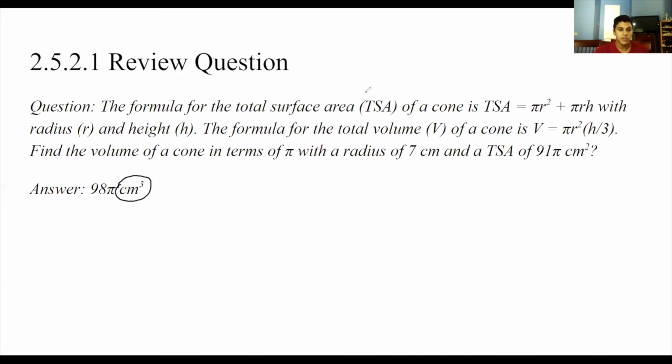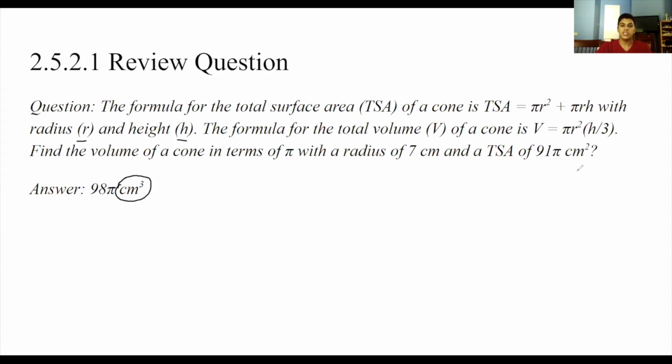So the question reads, the formula for the total surface area, which is TSA, of a cone, is TSA equals pi r squared plus pi times r times h, with radius r and height h. So the radius is r and the height is h. The formula for the total volume V of a cone is V equals pi r squared times h divided by 3. Find the volume of a cone in terms of pi with a radius of 7 centimeters and a TSA of 91 pi centimeters squared.